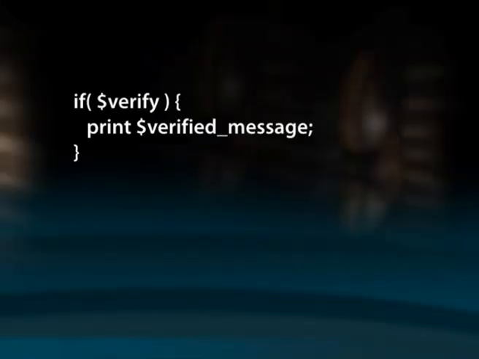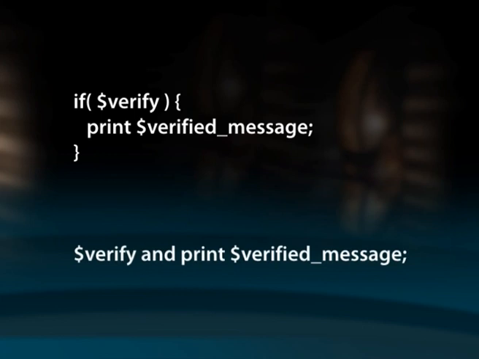Now, let us have a look at how the operator evaluates its two arguments. It first evaluates the left argument, and if it is true, evaluates and returns the right. If the left argument evaluates to false, the right argument is never touched. So, the AND operator can act like a mini if statement. For instance, the following two examples are equivalent. The first one is if $verify print $verified message, and the other verify and print $verified message.